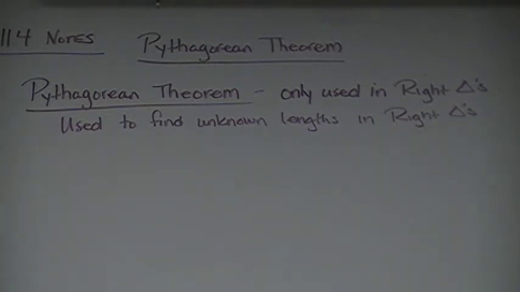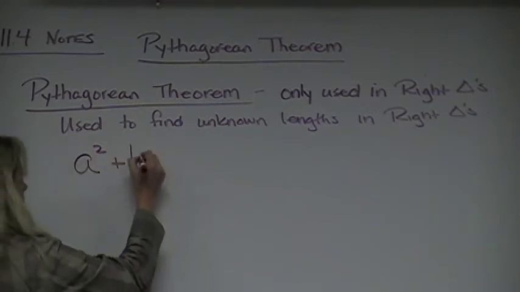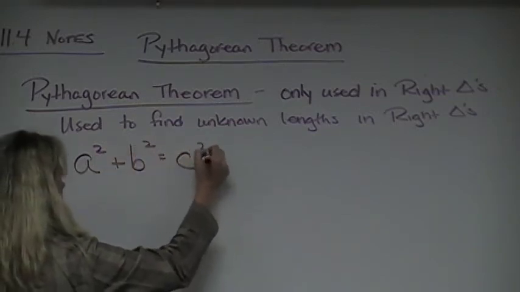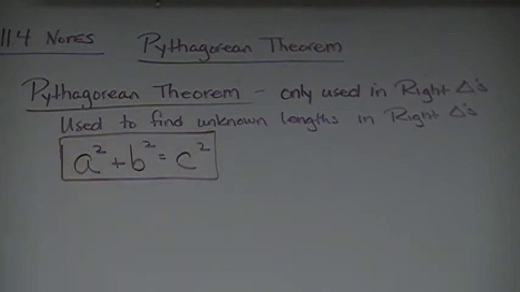What is the Pythagorean theorem? Does anyone know what it is? Who's heard of it before? Can I get a volunteer to tell me what it is? Ann? Is it a squared plus b squared equals c squared? Perfect. A squared plus b squared equals c squared. Okay? A squared plus b squared equals c squared. Okay? All right.